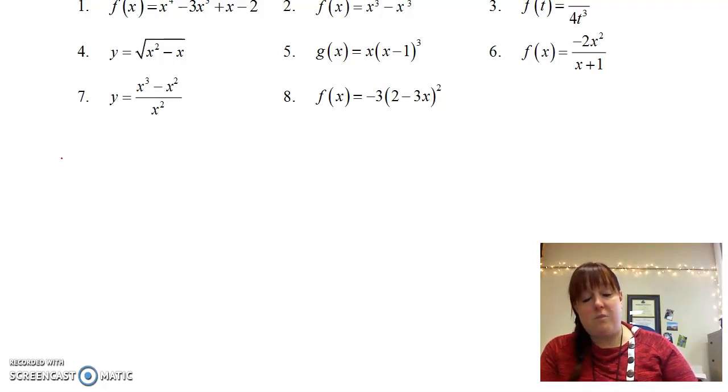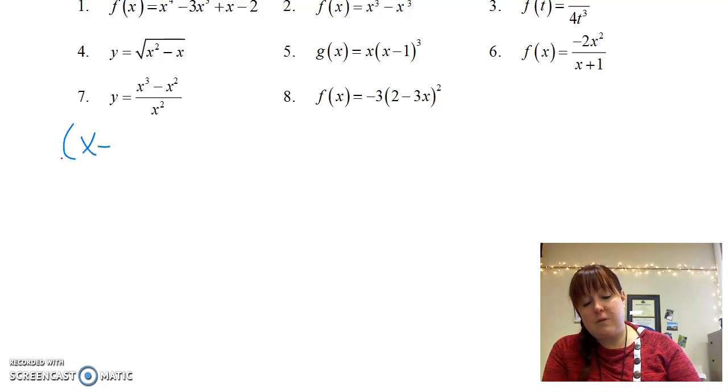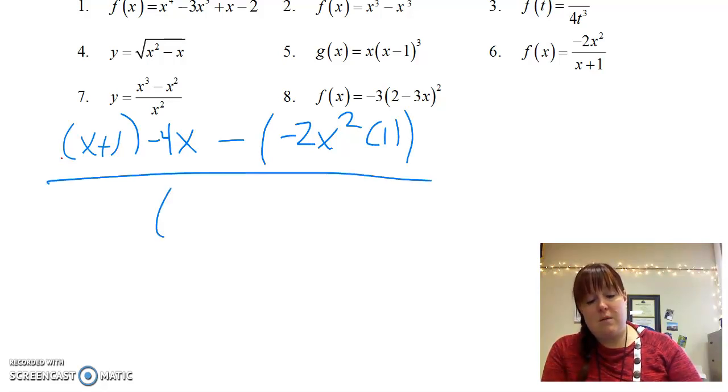Okay, so we could do low d high minus high d low, or we could do f'g minus gf' over g squared, however you want to think about it. So low d high, so that's x plus 1 times the derivative of the upper function, which is negative 4x, low d high, minus high d low, negative 2x squared, times 1, because that's the derivative of the bottom function. Square the bottom, and away we go.